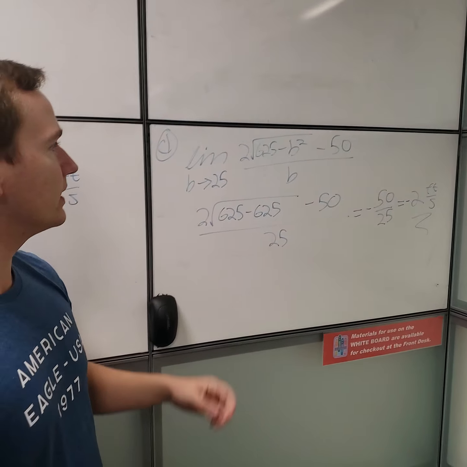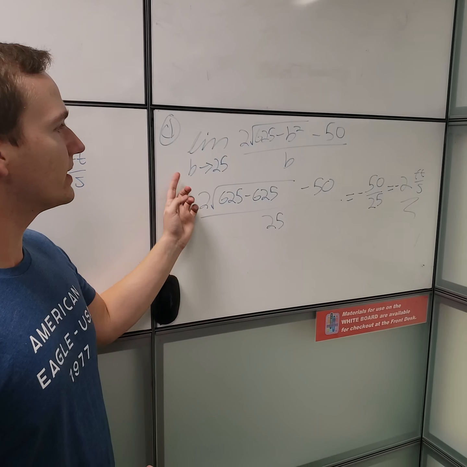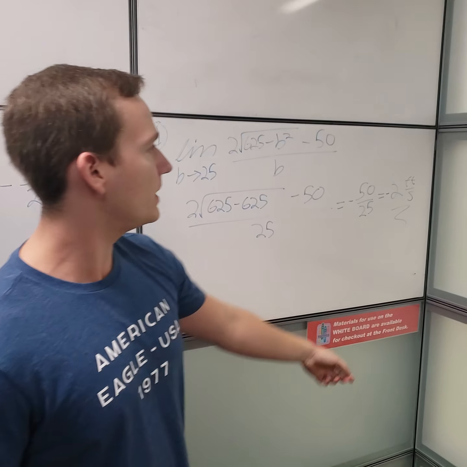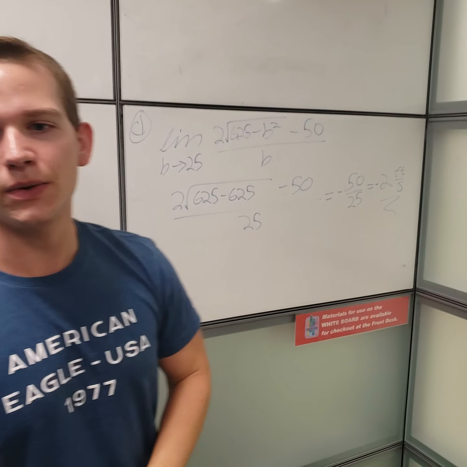And when B is on the ground, we can take the limit of that and plug in B equals 25, and we will get that the ladder is going down at negative 2 feet per second.